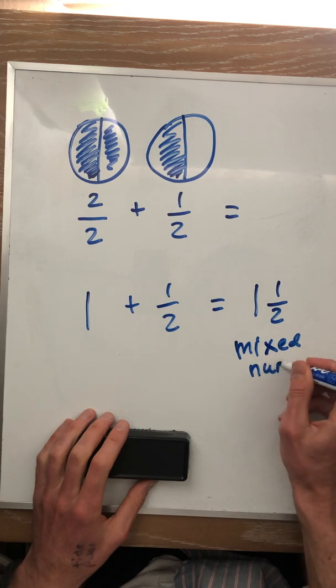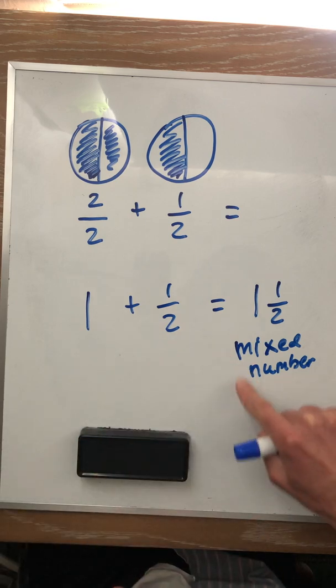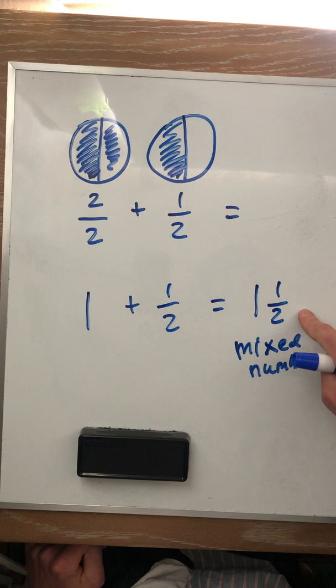But you could also think of it as... so that's the mixed number. Mixed number meaning one of the numbers is a whole number and one is a fraction. So when people say to simplify, this is what they mean. They mean put it into a mixed number and then simplify the fraction too.